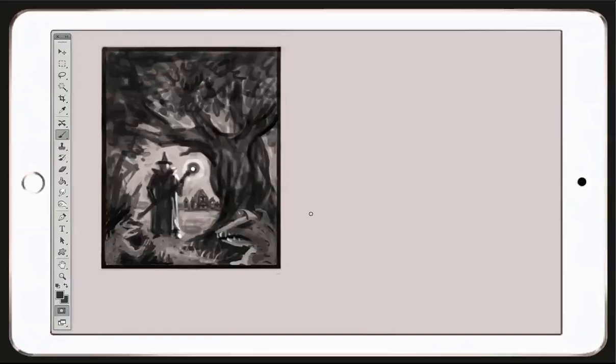I darkened the sketch. It makes it look more menacing, more ominous, more mysterious. But that's about all I'm going to do on this rough sketch.